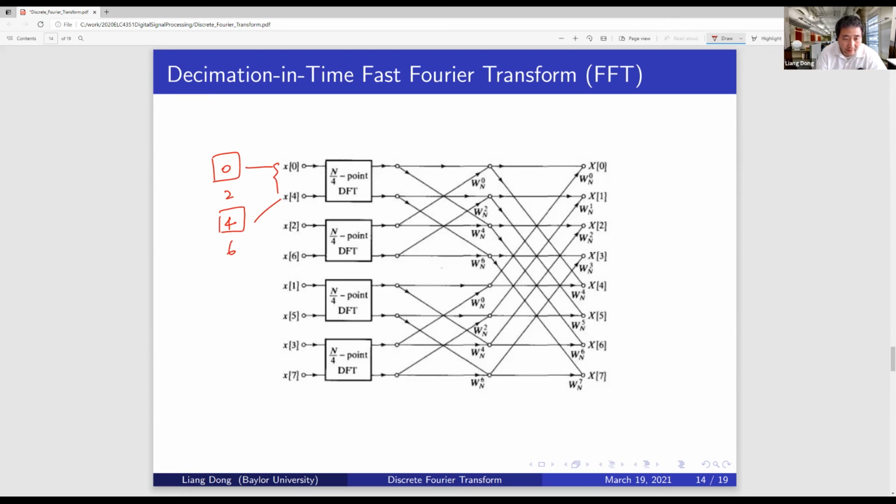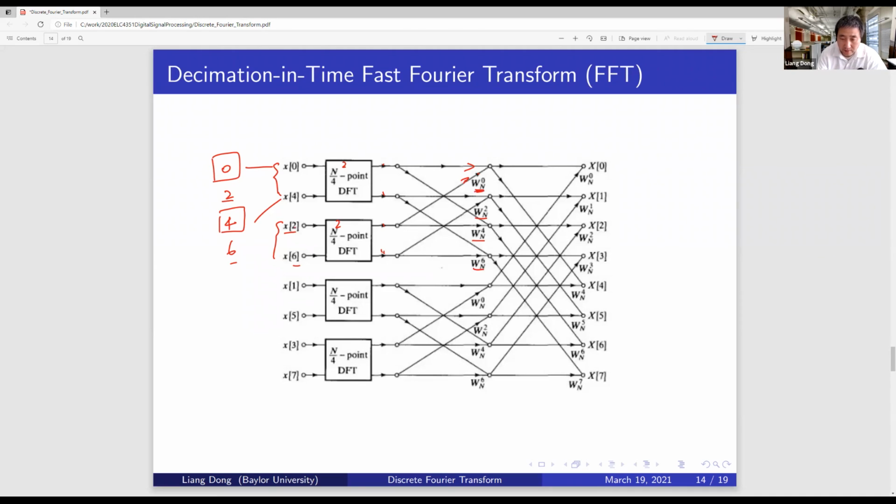So these two become the input of my first n over 4 point DFT, which in my case is a 2 point DFT. And I reorder, now 2 and 6 become here. This is all the odd-indexed part, and it goes through another 2 point DFT. We find all these values, and these values are also added together, but weighted with Wn to the power 0, Wn to the power 2, Wn to the power 4, Wn to the power 6.